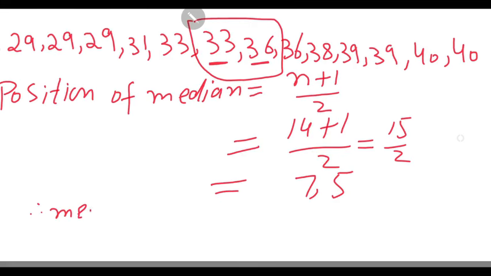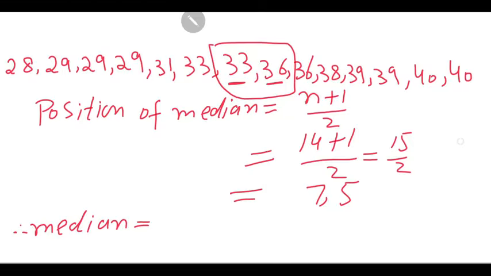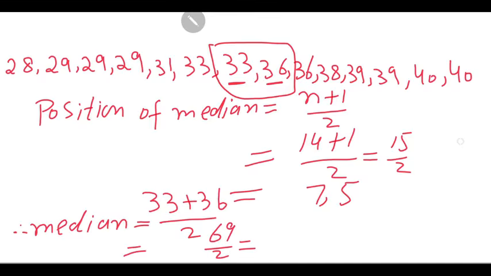Therefore the median will be 33 plus 36 divided by 2. If you got two values in the middle, then you have to take the average of these two values. The answer will be, I use my calculator, 69 over 2, that will give me 34,5. So this is my median.